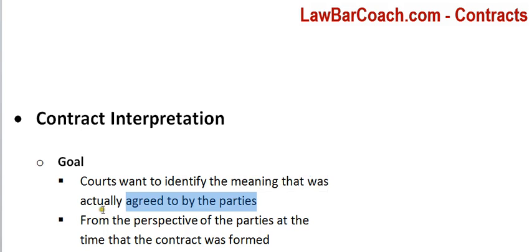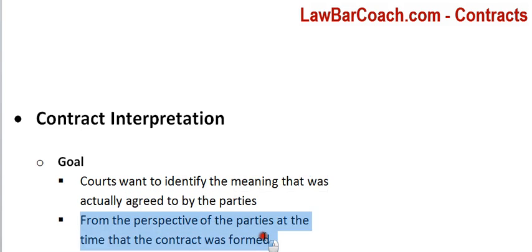But if you look here, we say from the perspective of the parties at the time the contract was formed. When we say the perspective of the parties, the reality is you can never go into someone else's head. The only evidence you have of what's going on in their mind is their words, what they're saying to you, and their actions. So based on the words and actions, what is the most reasonable assumption?